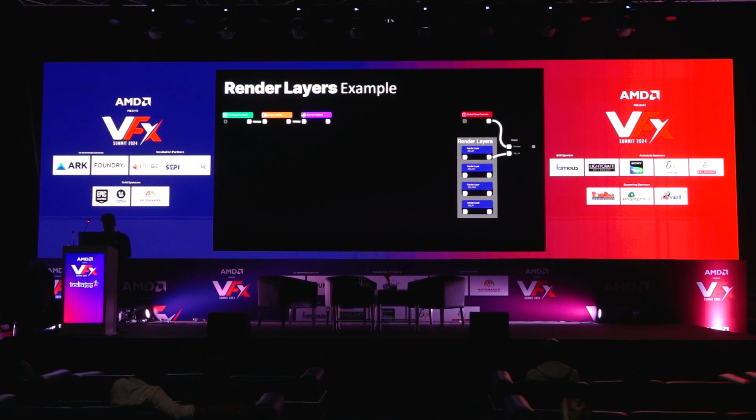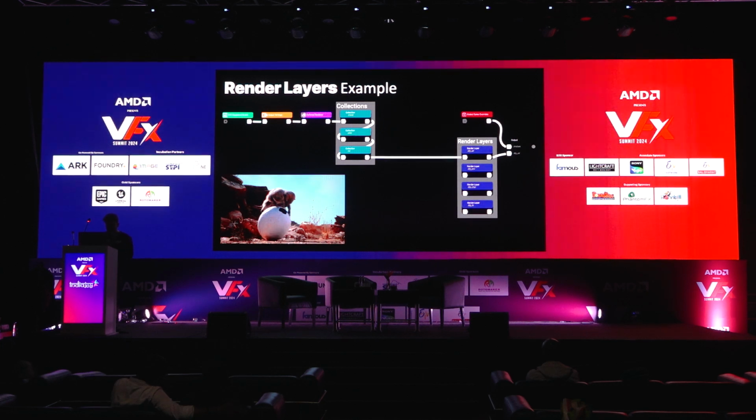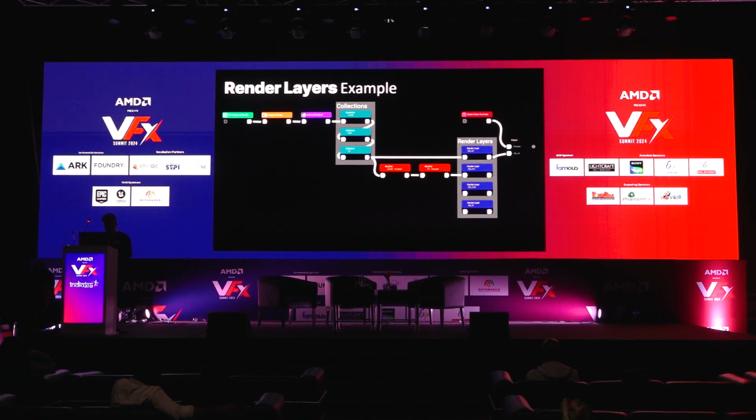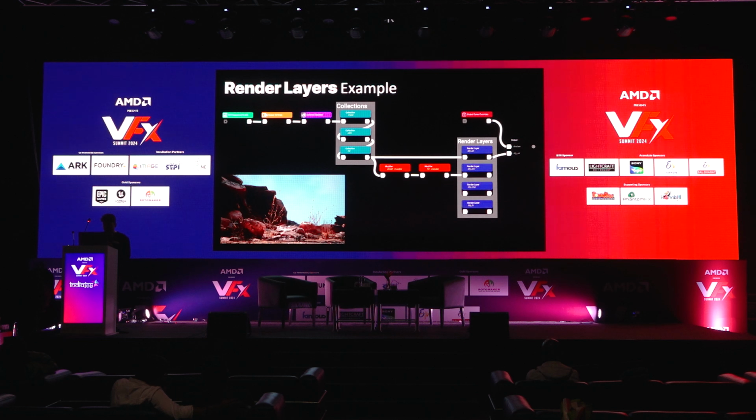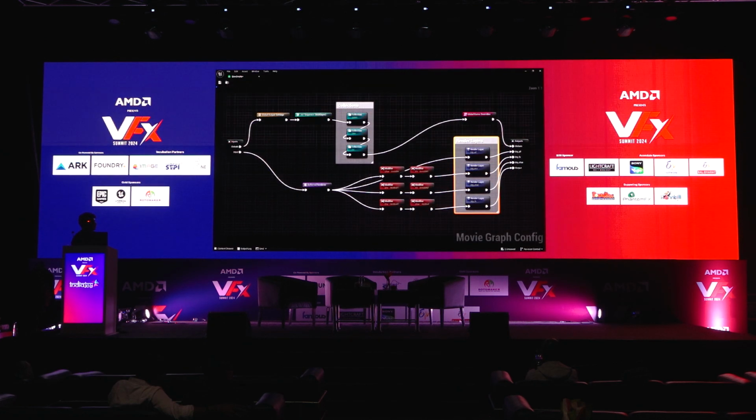So you can create these render layers and have these rule-based definitions of actors within the scene that are of interest or adjustment. For example, here is the beauty pass, where you have the background, foreground, and the effects element. Using the modifiers, you turn off the foreground and effects elements and keep only the background. So this is your environment layer. This is the foreground character. And using the modifiers, you can turn off everything else except the FX layer, and this becomes your FX pass. And this is held out by the other geometries. So this is the schematic of it, and this setting will look something like this in our movie graph config.